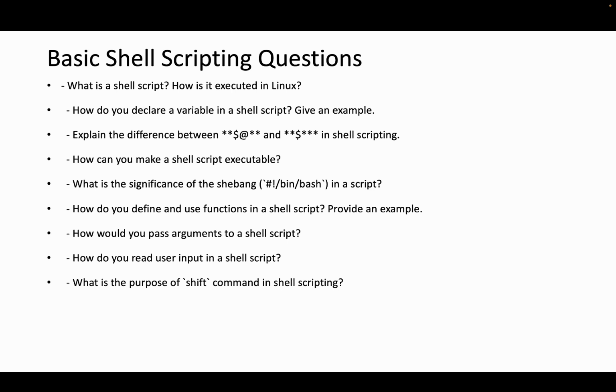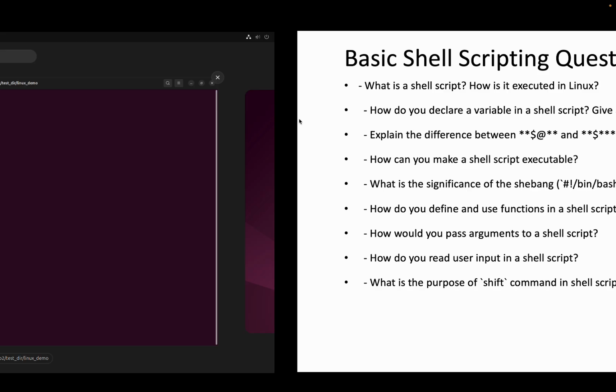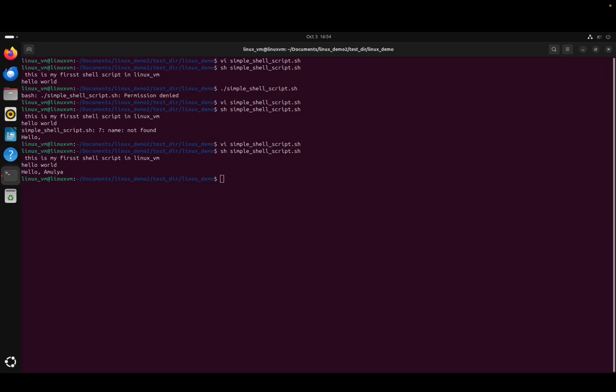Explain the difference between $@ and $* in shell scripting. So what exactly is the difference? $@ is something where it treats each argument as a separate string. If quoted, each argument remains distinct. $* treats all the arguments as a single string when quoted.